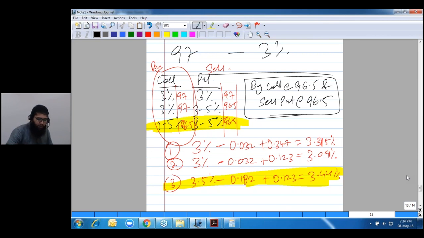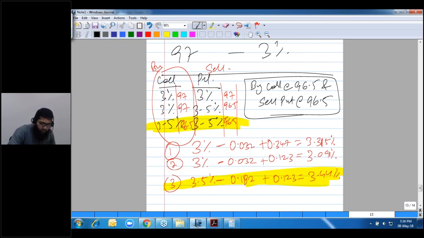All of this is going to operate like this: we can have a combination. We can have a call at 3% and a put at 3%. We can have a call at 3% and a put at 3.5%, and we can have a call and put both at 3.5%. So now we are going to calculate the net interest that we will achieve if we use this combination.